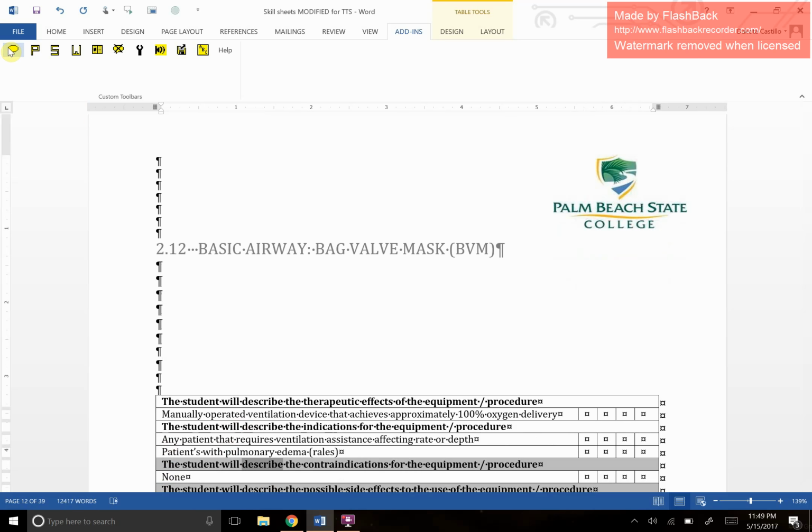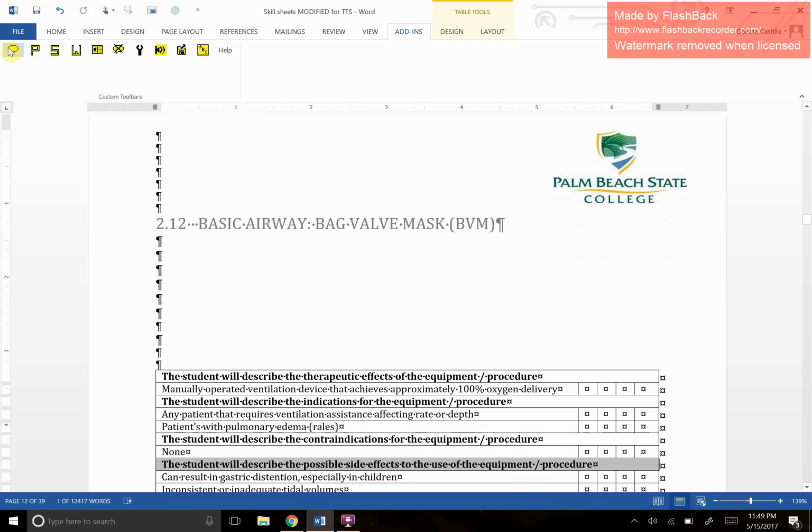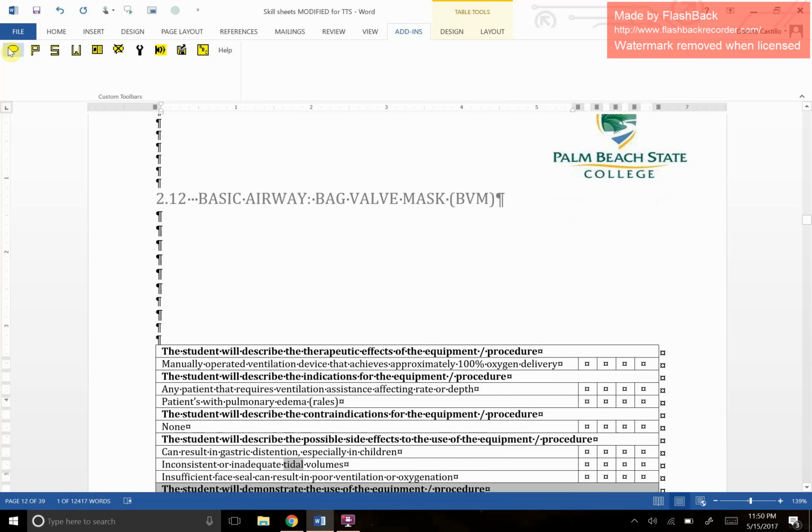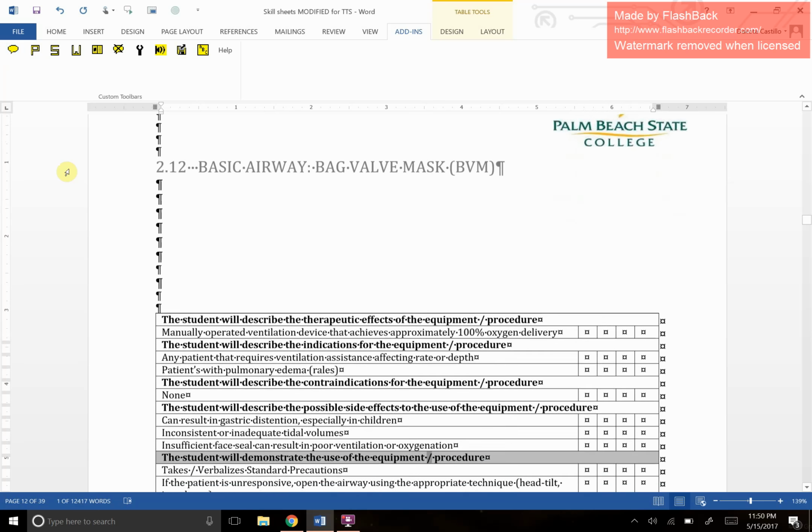The student will describe the contraindications for the equipment/procedure. None. The student will describe the possible side effects of the use of the equipment/procedure. Can result in gastric distension, especially in children. Inconsistent or inadequate tidal volumes. Insufficient face seal can result in poor ventilation or oxygenation. The student will demonstrate the use of the equipment/procedure.